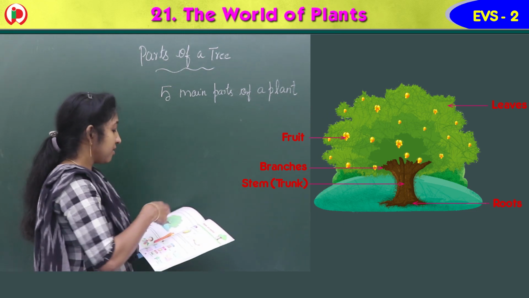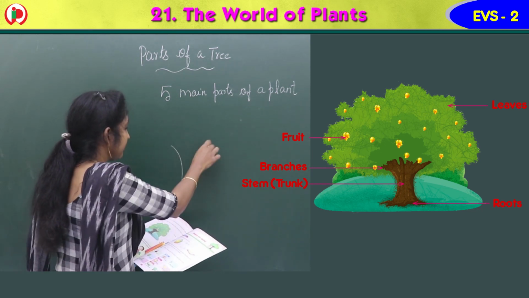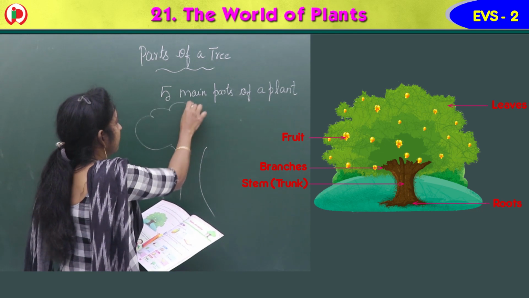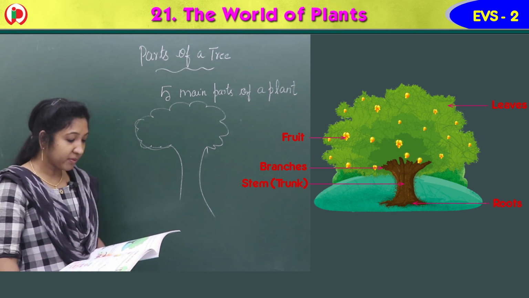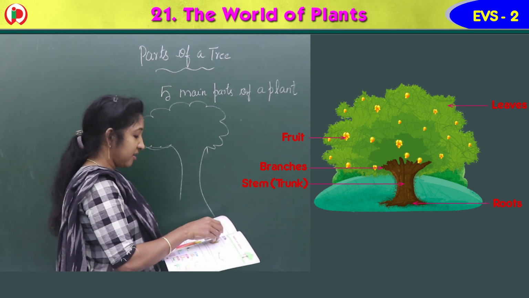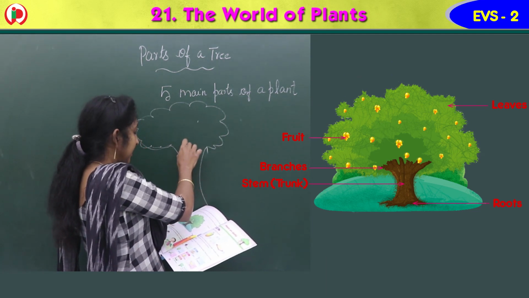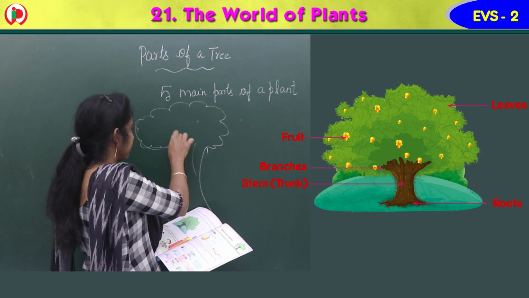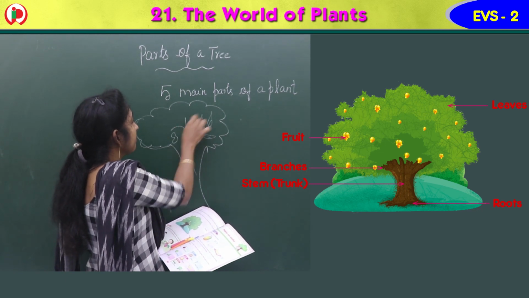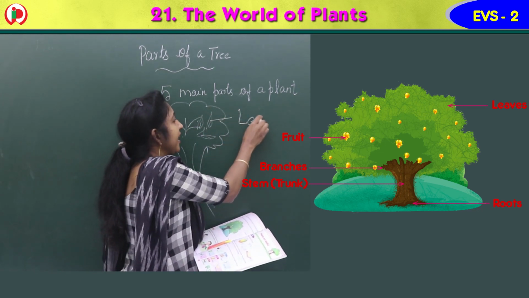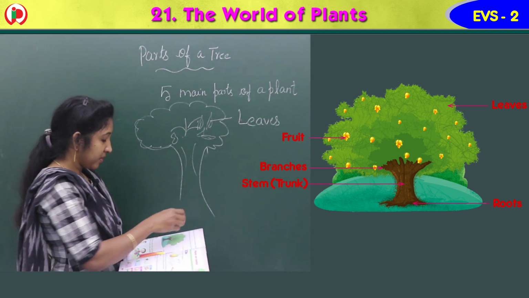Let's see. Here, that green color thing. What is that? Yes, they are leaves. They have shown a big tree here. The part full of green color, they are leaves actually. Small leaves we can see inside. L-E-A-V-E-S, leaves.